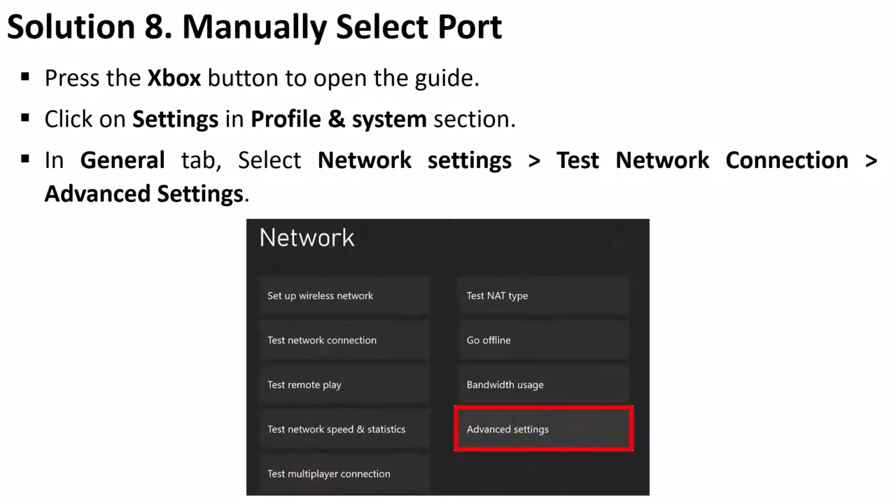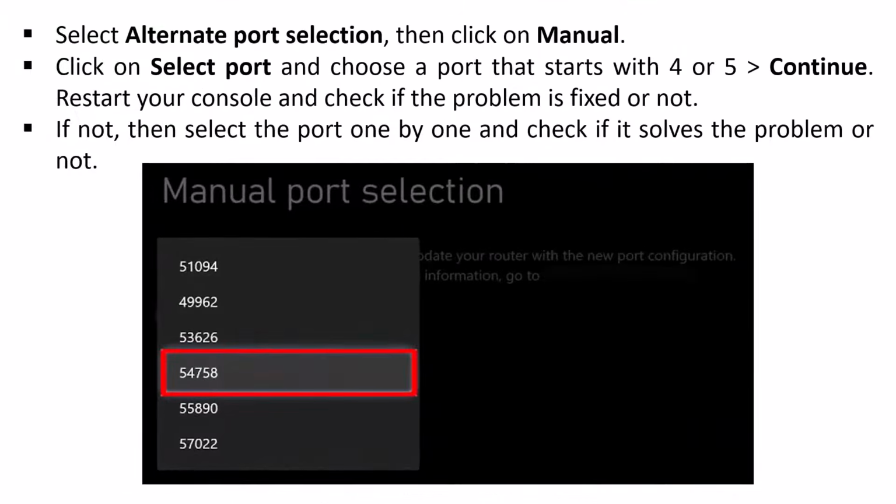Eighth solution is to manually select port. Press the Xbox button to open the guide, click on settings in profile and system section. In general tab, select network settings, test network connection, advanced settings. Select alternate port selection, then click on manual. Click on select port and choose a port that start with 4 or 5, continue. Restart your console and check if the problem is fixed or not. If not, then select the port one by one and check which one work for you.